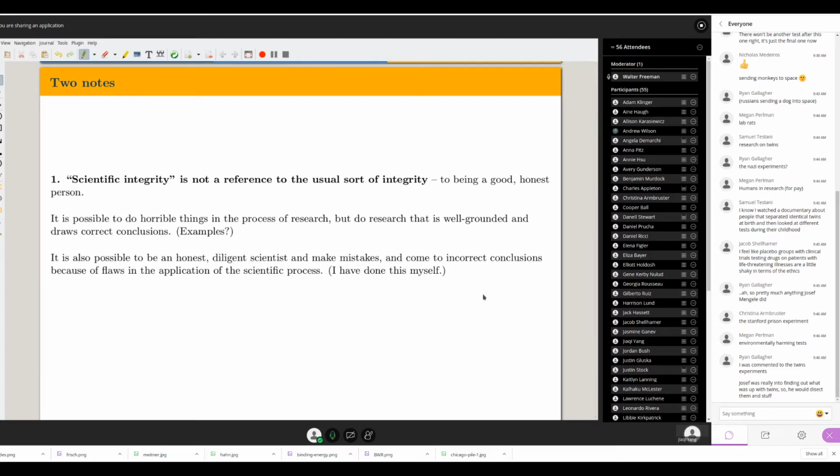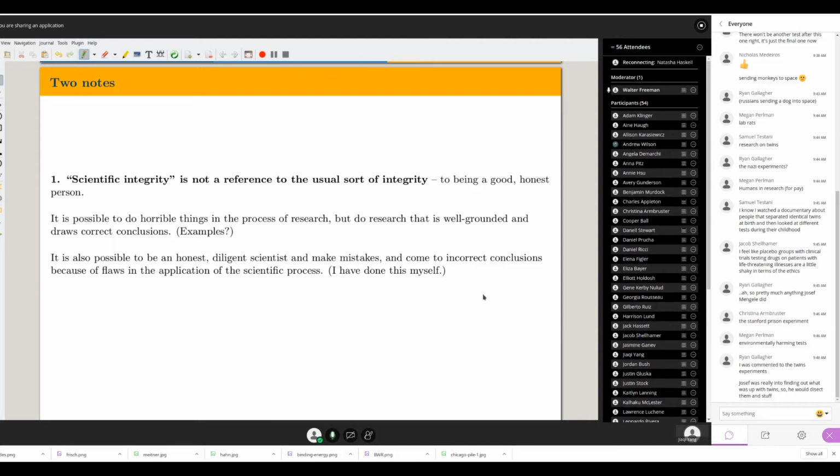So here, these ideas are separate, right? You can do bad stuff and still do valid science, but you can also be honest and diligent and not trying to deceive anyone and make mistakes in the science process and come to incorrect conclusions.